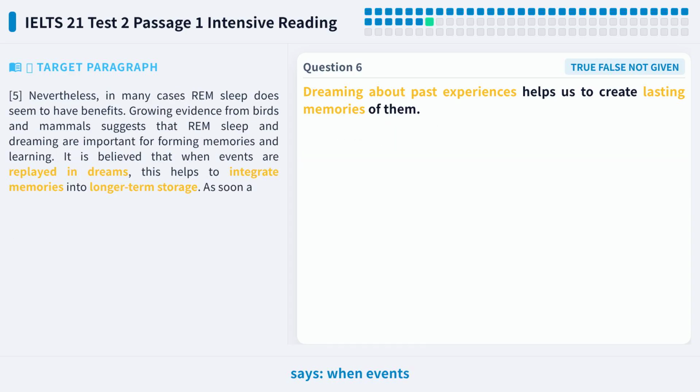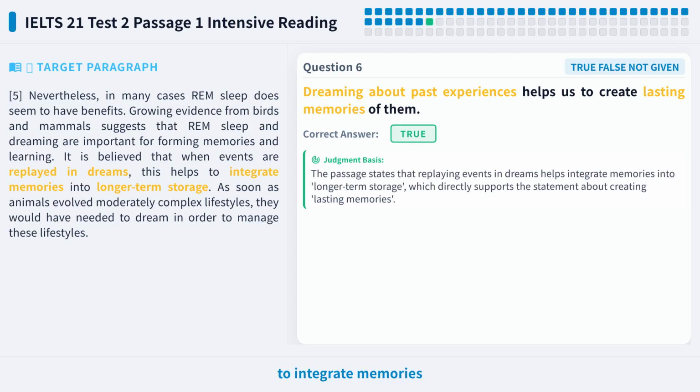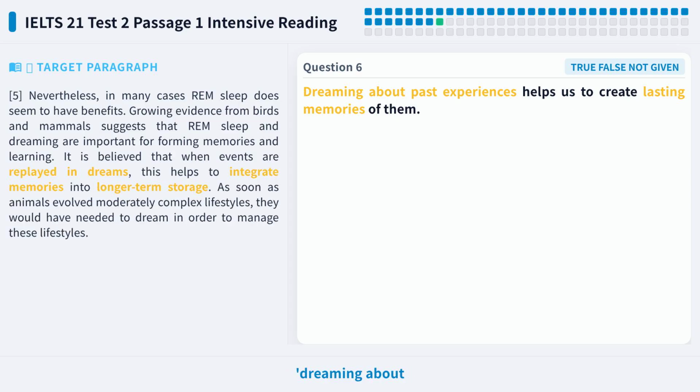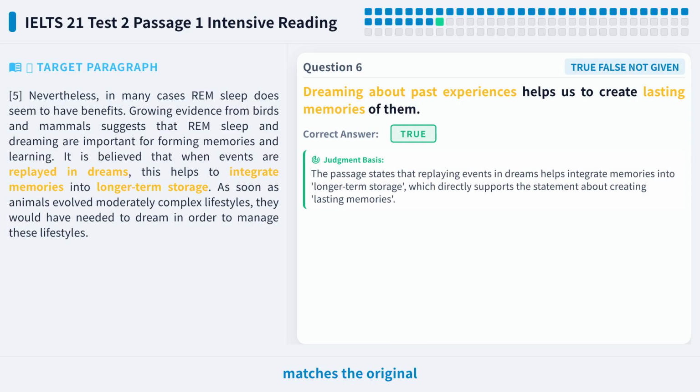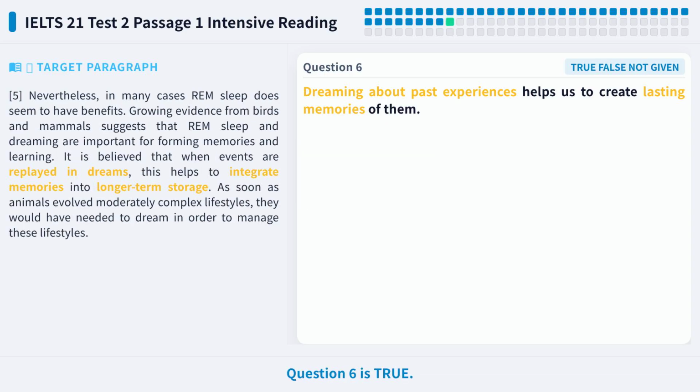The original text says, when events are replayed in dreams, this helps to integrate memories into longer-term storage. The statement says dreaming about past experiences, which matches the original events are replayed in dreams, and lasting memories, which matches longer-term storage. This is a clear synonym replacement, directly supporting the statement. So the answer to question 6 is true.